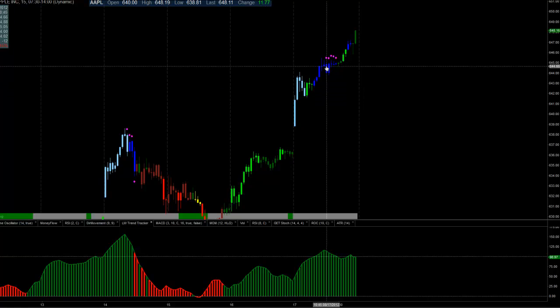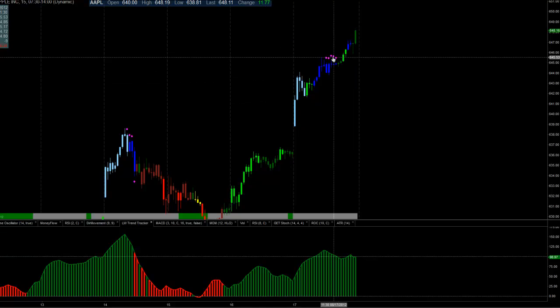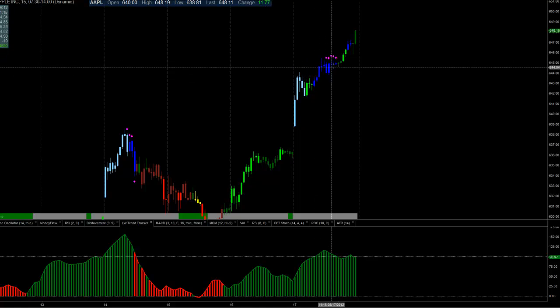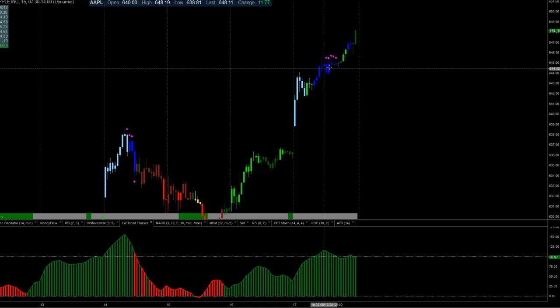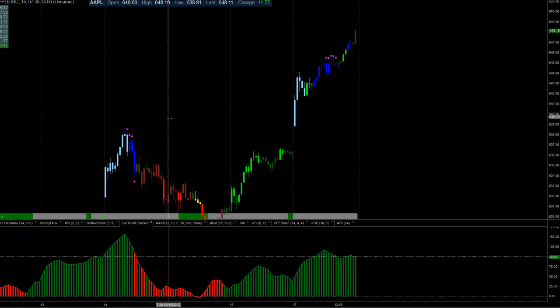On Friday, Apple made an all-time high and got squeezed into the end of the day. On the bigger time frame charts, we were breaking daily, weekly and monthly levels. So you can't just say, okay, I see extreme trend strength candles with pink dots, and therefore I'm going to blindly short it. You don't do that. You have to understand the pattern and the bigger charts that go hand in hand with the smaller charts you're trading.